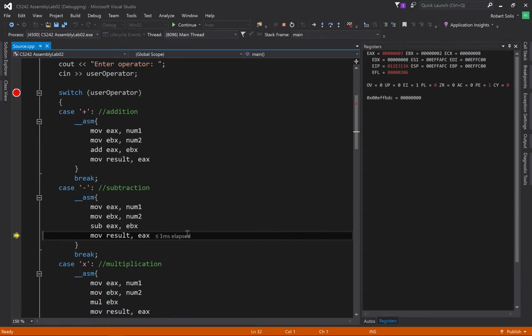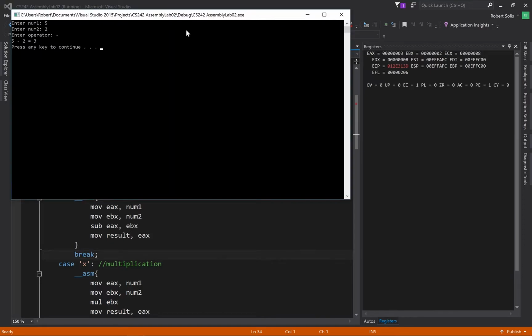All right, so what we're about to do is take the value inside of EAX and put that into result. So now result is equal to 3. And then if I continue the program, it's going to simply show that 5 minus 2 is equal to 3.